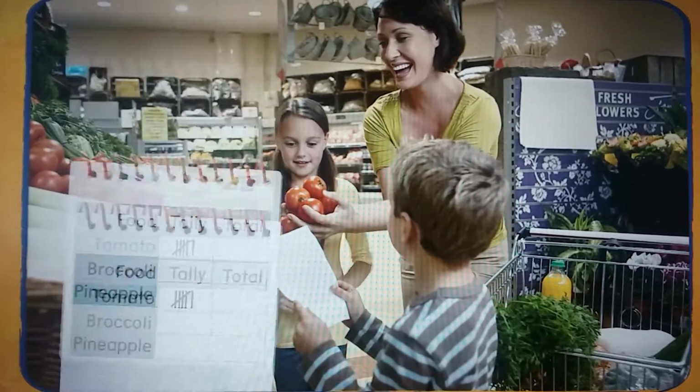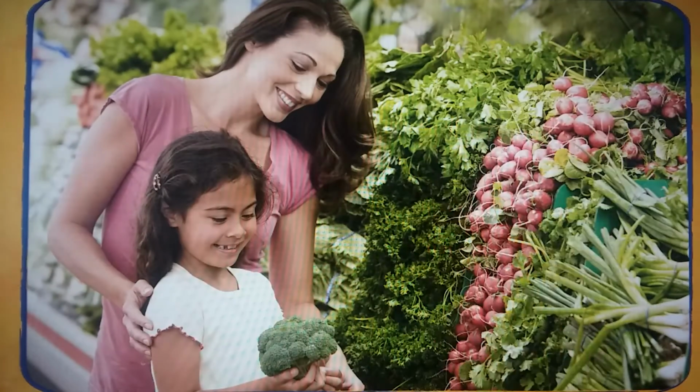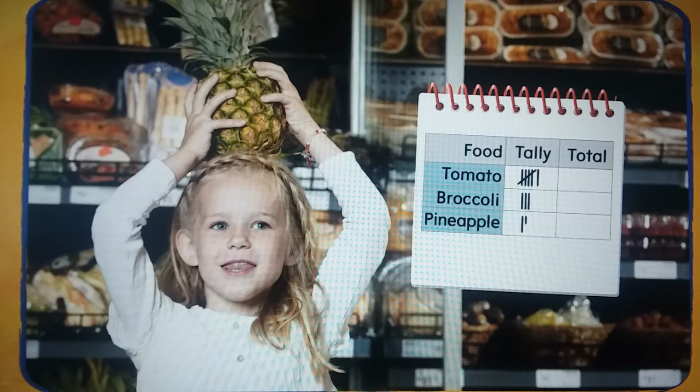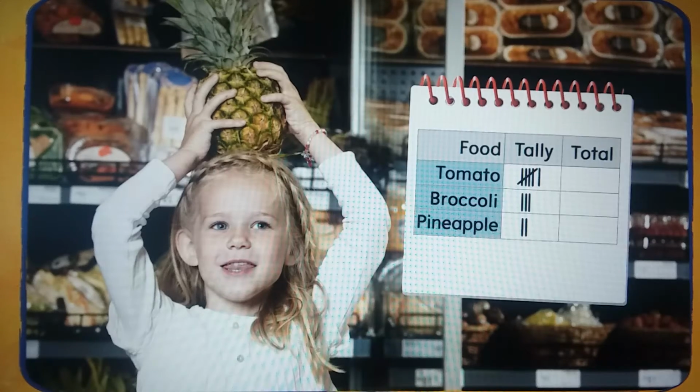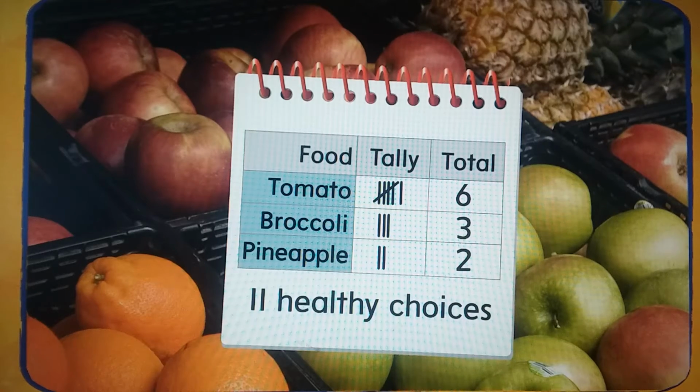1, 2, 3, 4, 5, 6 tomatoes. 1, 2, 3 heads of broccoli. 1, 2 pineapples. Here are the results. How many healthy foods were chosen? 6 tomatoes plus 3 heads of broccoli plus 2 pineapples equals 11 healthy choices.